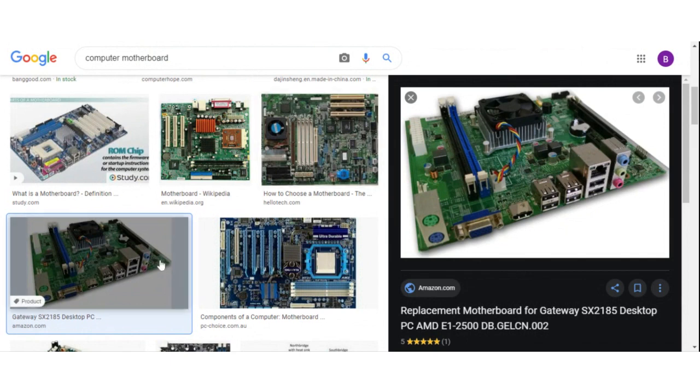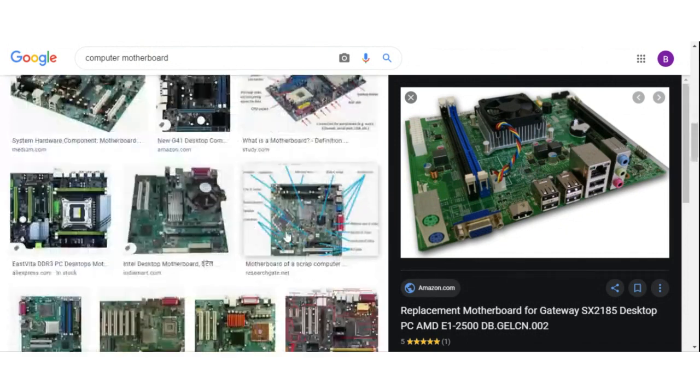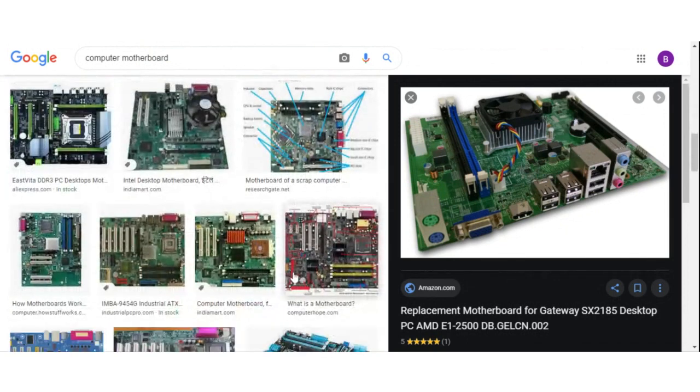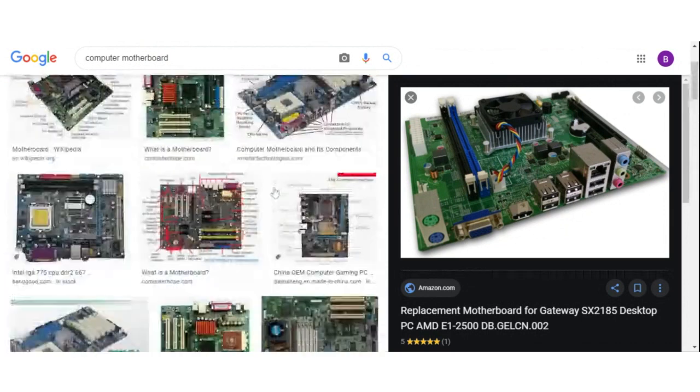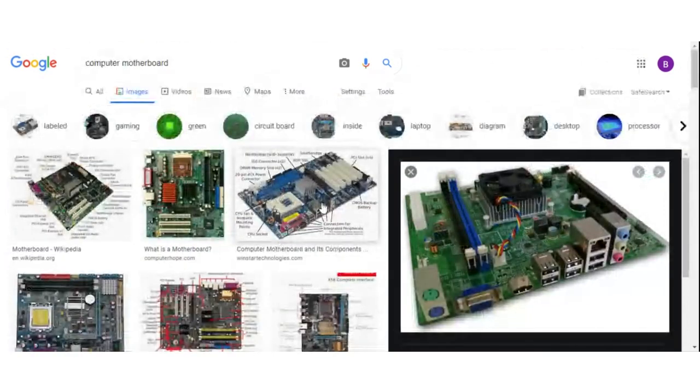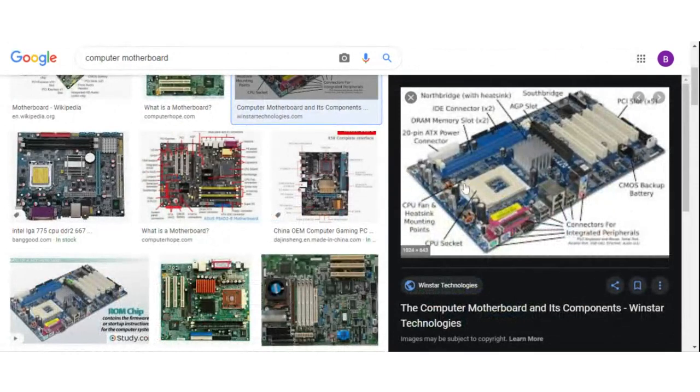Let me just show you another diagram. Motherboard. Maybe we can have this one. Just observe this one. Look at this diagram here. Can you see that diagram here? So you're able to spawn it in the motherboard. Yes, I can see it.